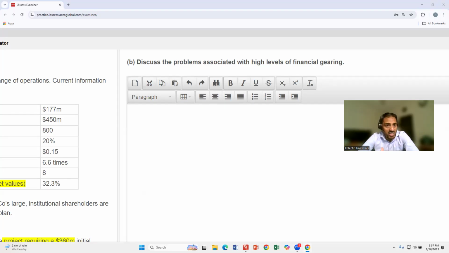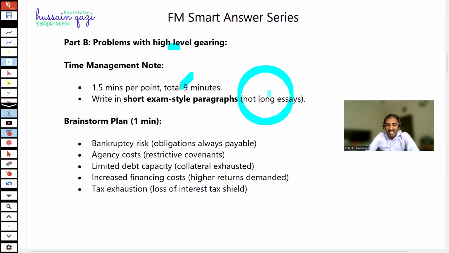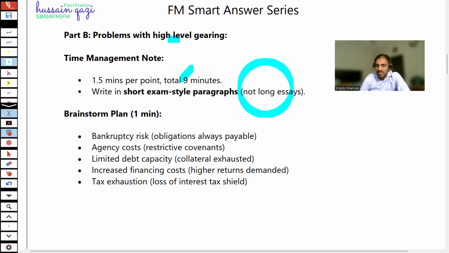But once again, before starting, you need to plan this question. Number 1, part B, problems with high level gearing. You have 5 marks, so about 9 minutes in total. It's not about detailed paragraphs, but you need to identify some points. Before writing, first brainstorm what points you will write.